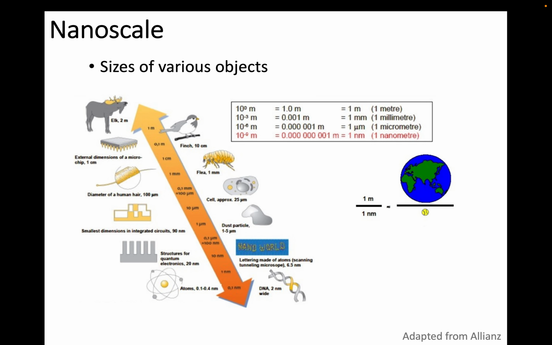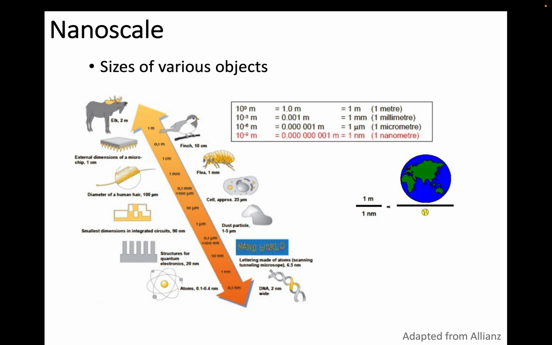So in the sense, this nanotechnology deals with structures that are in this size range. Just to give you a perspective, we can think about the Earth. If we put the Earth at a 1 meter scale, then 1 nanometer means essentially a tennis ball or baseball. So this 1 nanometer is actually a very, very small object, right?